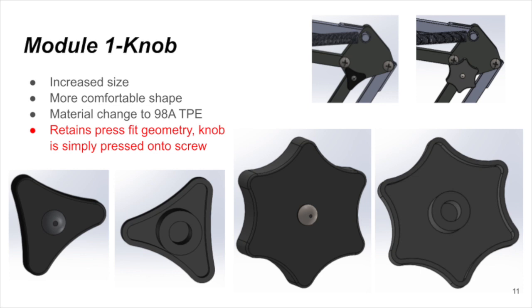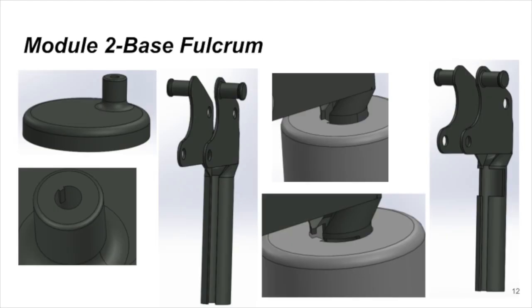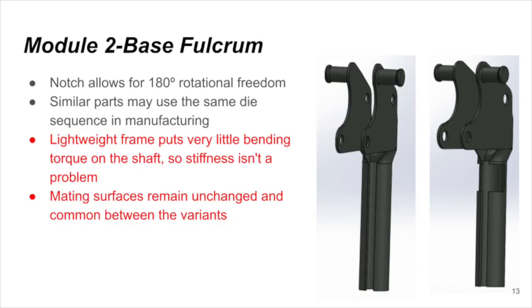Module 1, or the knob, was redesigned to have a larger shape, as well as more points. This should facilitate more comfort for users adjusting the lamp. The second module, the base fulcrum, was also redesigned. As you can see on the left, the original design contains a tab that limits rotation in the vertical axis. However, the redesign features a slot that allows for 180 degrees of rotation about this axis. It should be noted that this part is very similar to the original design and will likely be able to be manufactured using the same die sequence.